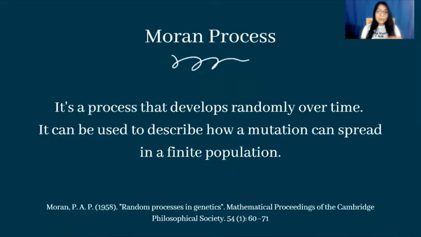I'll tell you about the Moran processes. This is a process that develops randomly over time. It can be used to describe how a mutation can spread in a finite population. Let's see an example.